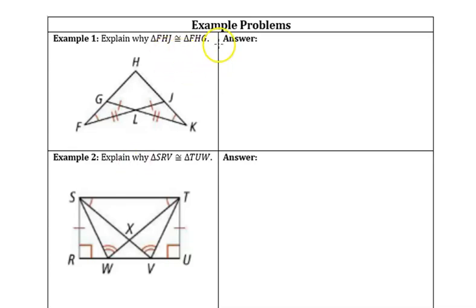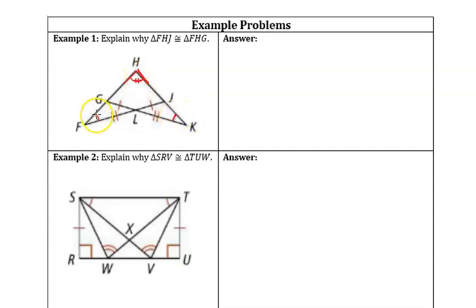The first problem we're going to work on here involves a couple pairs of overlapping triangles that we're trying to prove congruent. We're trying to prove why triangle FHJ is congruent to triangle KHG. We can see that they overlap and they share angle H right here. So we know angle H could be said as congruent to itself.